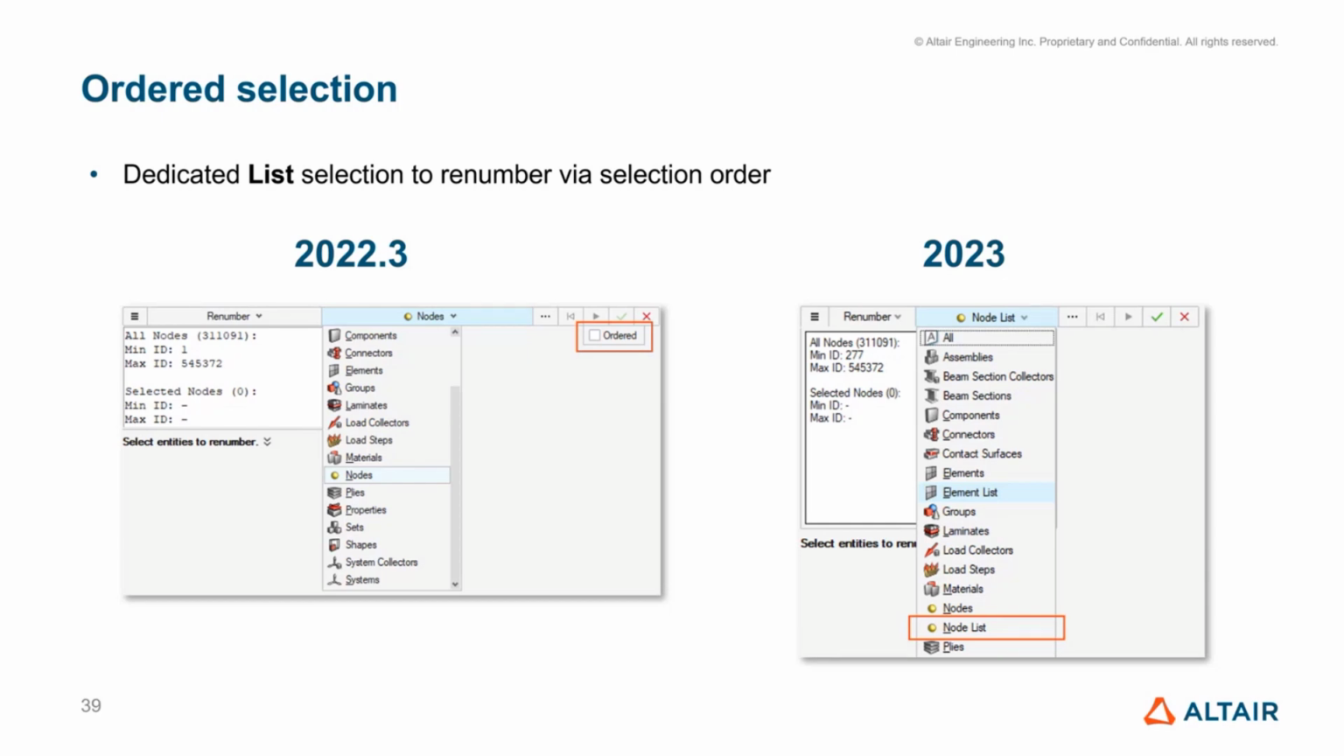So if you select nodes and pick a load of nodes and renumber them, the order you selected those nodes doesn't matter. If you pick node list and then pick nodes, they will be renumbered in the order that you pick them. And that applies to all of these list selections that are available.